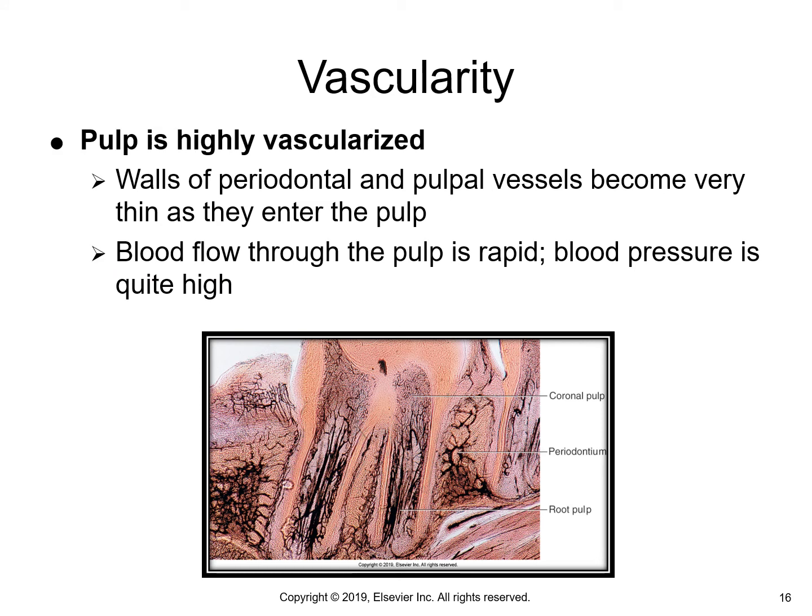As I stated, pulp is highly vascularized. The walls of the periodontal and pulpal vessels are very thin as they enter the pulp, and there is blood flow through the pulp, and it is rapid. The blood pressure in that pulp is extremely high.